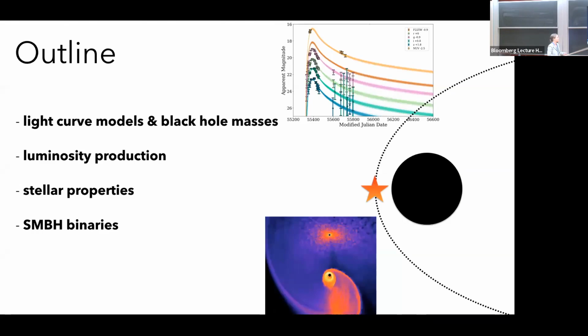Before I go through more of the research and results, here's a brief outline. First, I'm gonna talk more about various different light curve models and how they help us constrain black hole mass. Then we'll talk about luminosity production and the theoretical debate around where most of the luminosity is coming from at different points in these events. And finally, talk some about stellar properties and constraints we can get. And if we have time, briefly touch on supermassive black hole binaries.